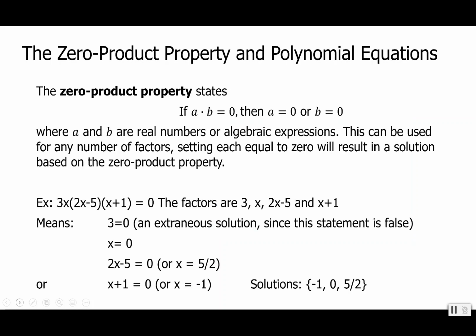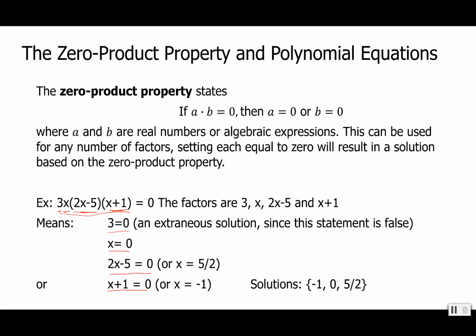So as a review, remember that if you have something in factored form, and you know that this has to multiply to 0, one of those factors must be 0. So we have 3 is equal to 0, that comes from this 3, x is equal to 0, 2x minus 5 is equal to 0, or x plus 1 is equal to 0.